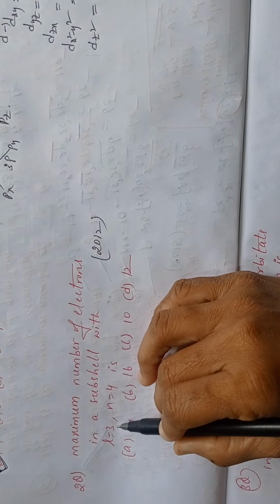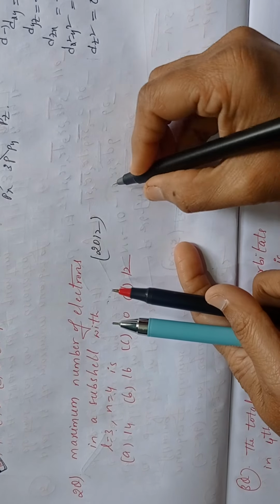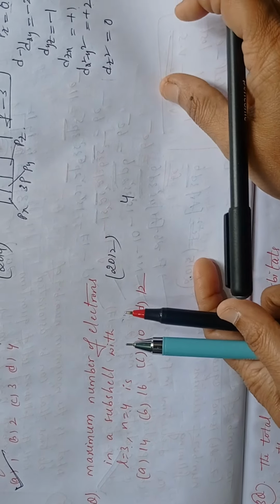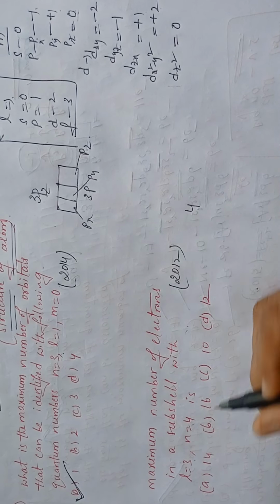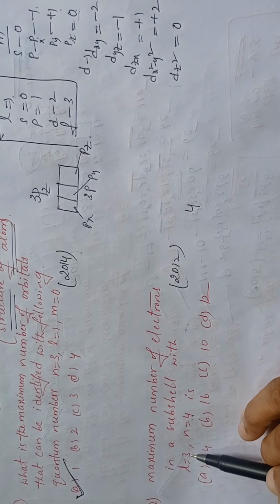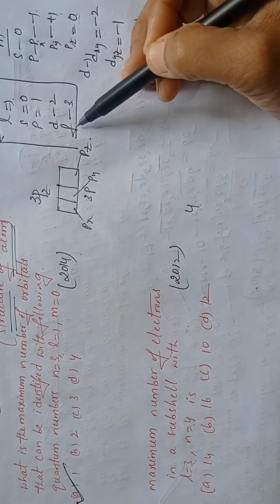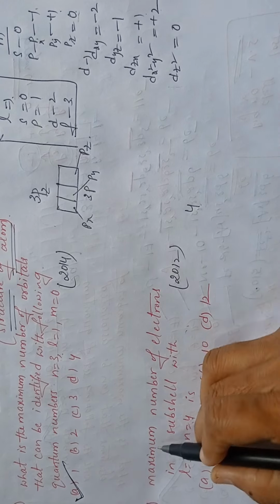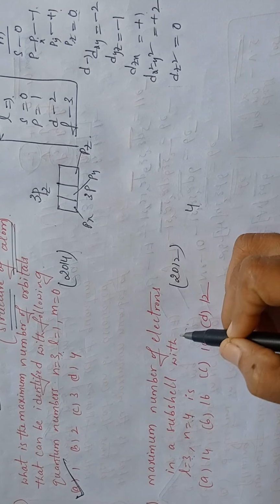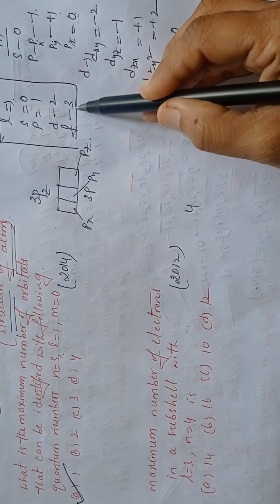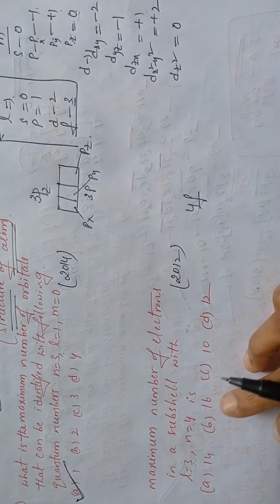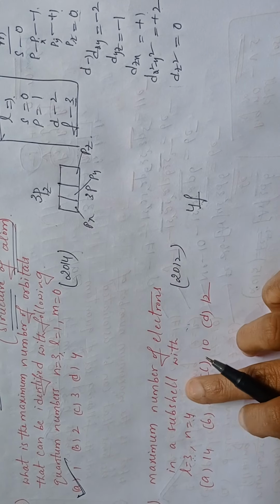Now see, students, second question: maximum number of electrons in a subshell. So l equal to 3, n equal to 4 is given. n equal to 4 means the fourth shell. Are you clear? l equal to 3 means which subshell? F subshell. The maximum number of electrons in a subshell. So l equal to 3 is nothing but the f subshell. That means 4f is given.